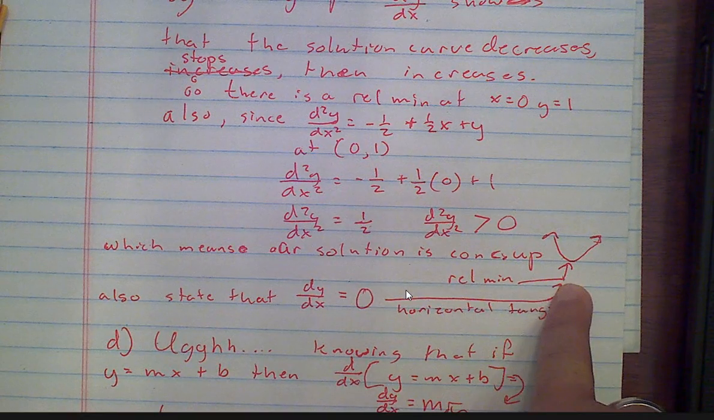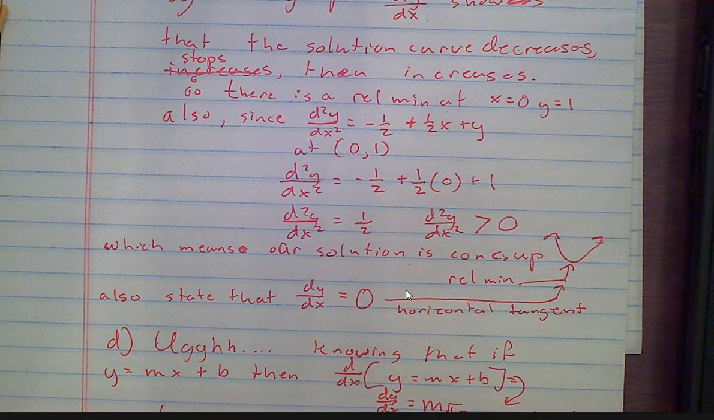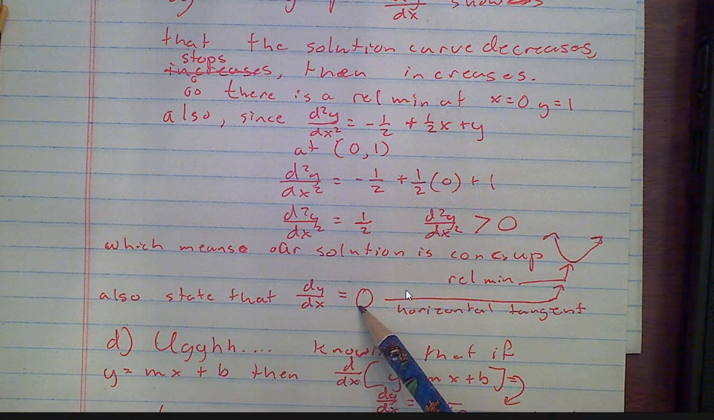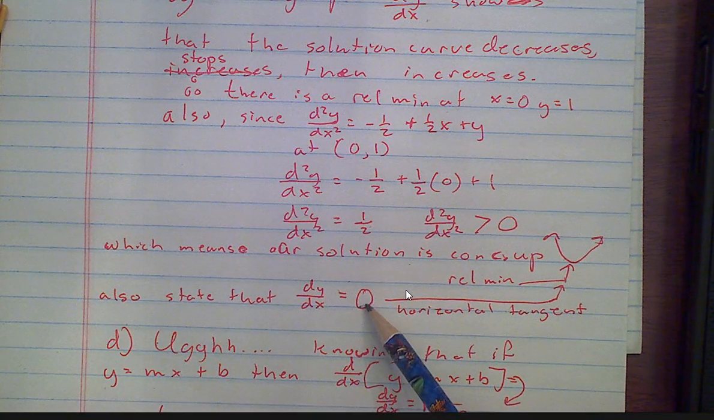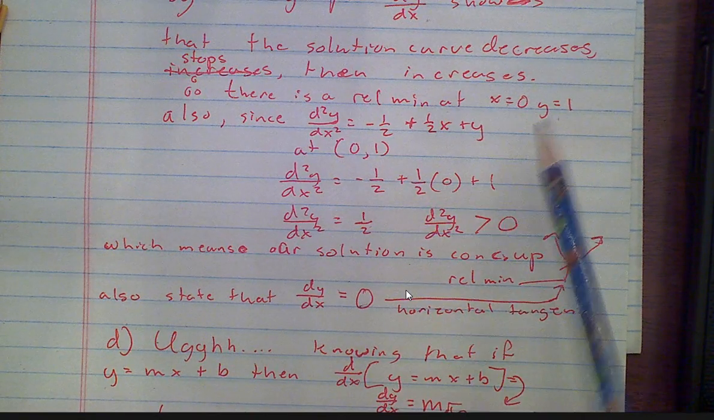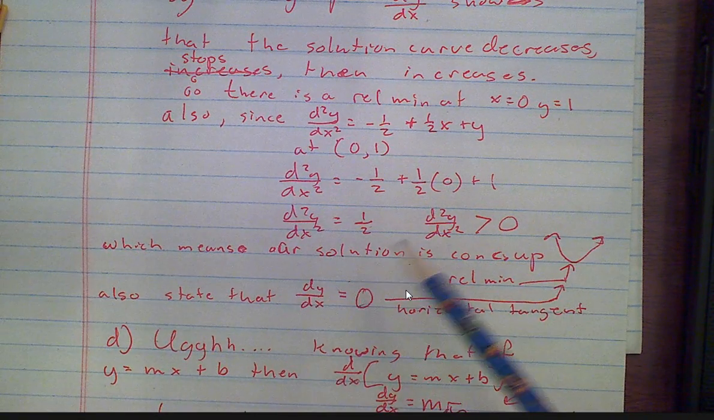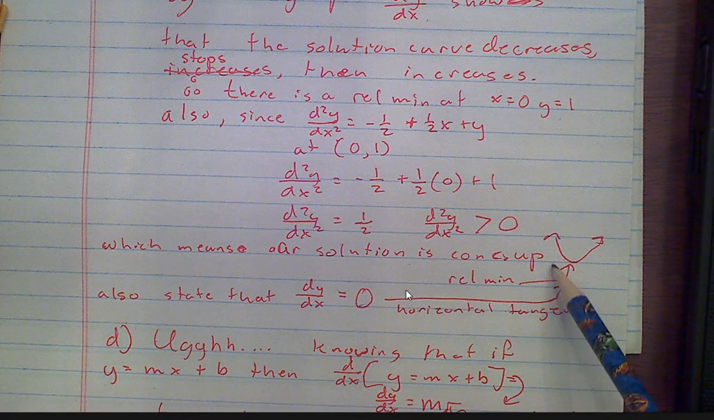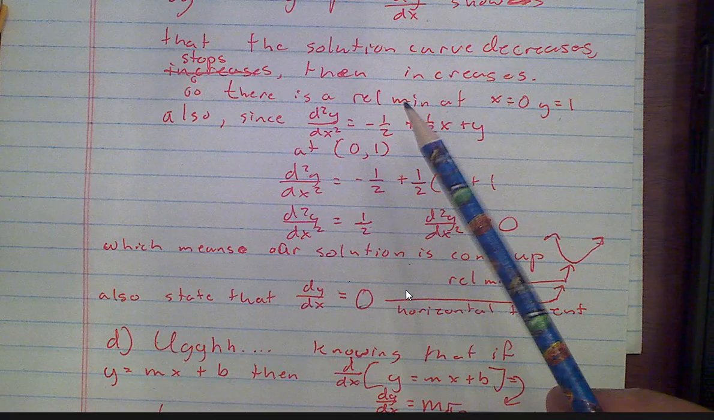You can do that though. It doesn't happen a lot, but you can do it. But you would also have to state that the derivative equals 0 at that point as well, which it does. You plug in x equals 0, y equals 1. So here, the double derivative is greater than 0, so it's concave up, therefore it's a relative min. I looked at the graph, said it's a relative min.